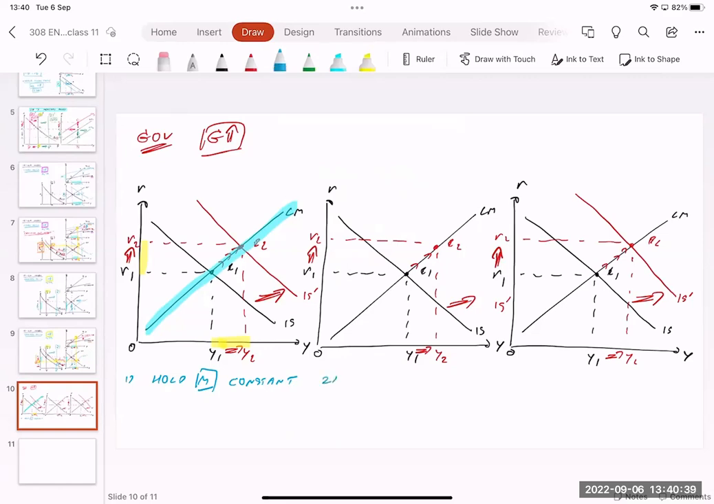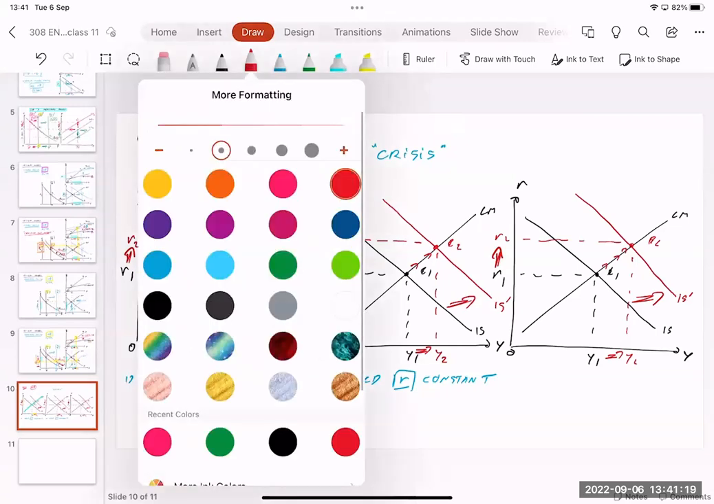Case number 2, the central bank may respond by holding R constant. Normally, the central bank is gonna use this one when the economy has a crisis. The central bank may see that the government spends more, the IS curve shifts to the right, and GDP increases, which is good. However, the real interest rate increases. This is not good.